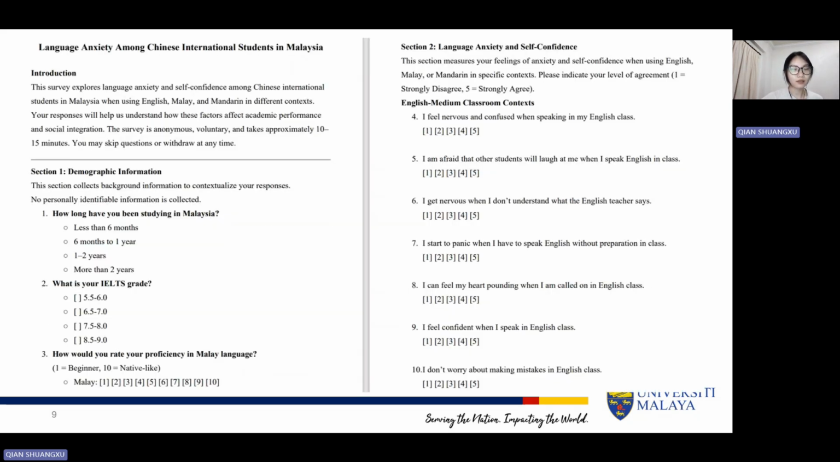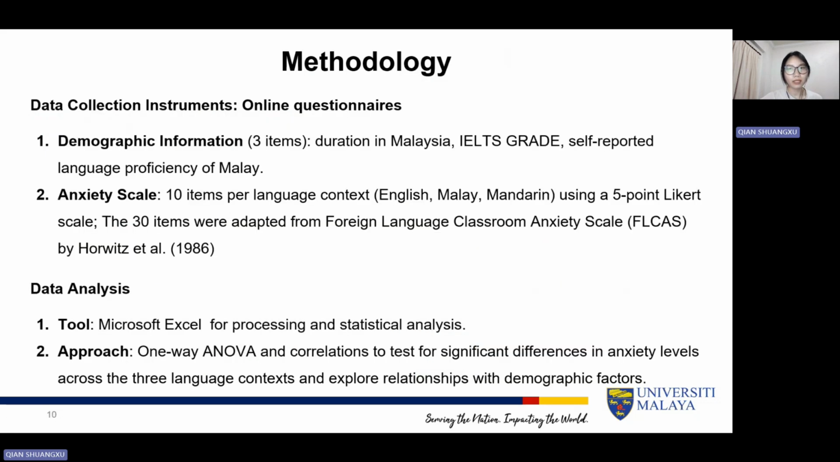The questionnaire has 2 sections. The first section is demographic information. It contains the duration in Malaysia, self-reported language proficiency for Malay, and also their IELTS grade. And the second part is the anxiety scale. We had 10 items in each context. And these 30 items were adapted from the Foreign Language Classroom Anxiety Scale, invented by Horwitz in 1968.